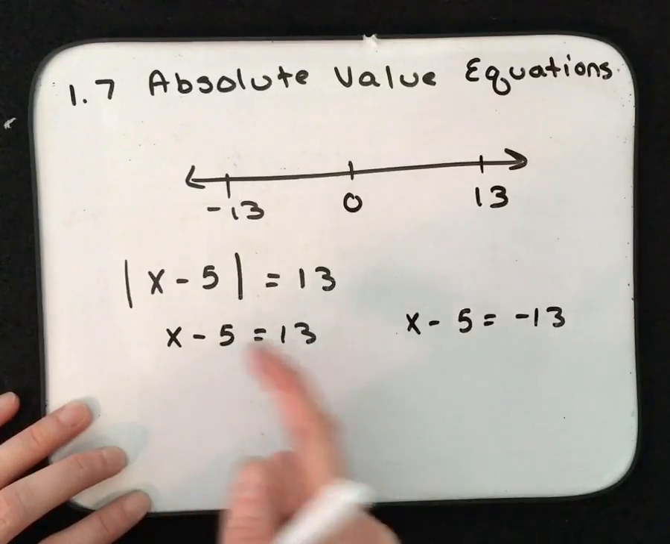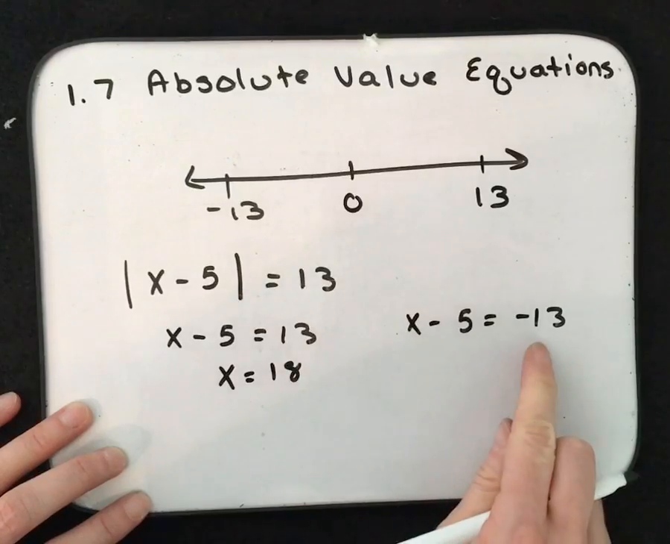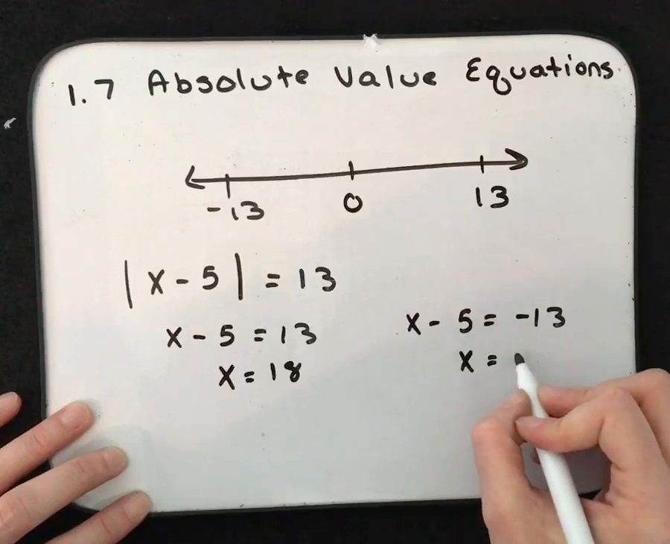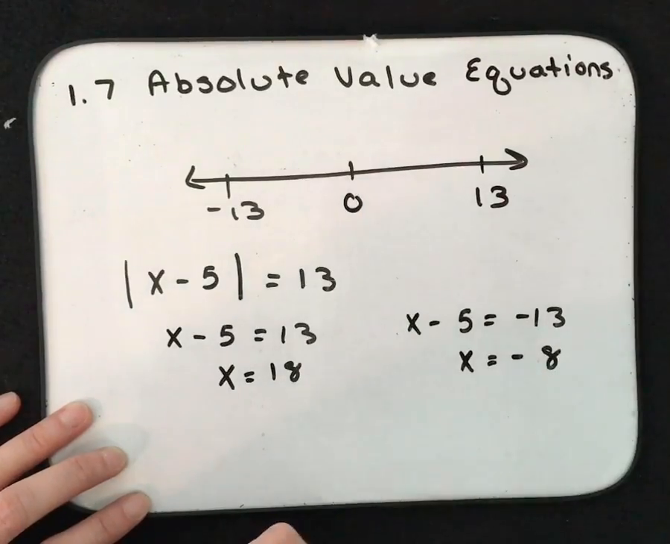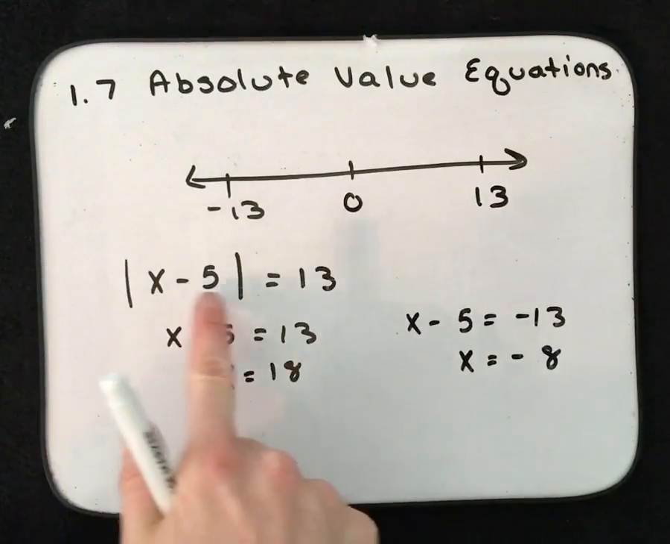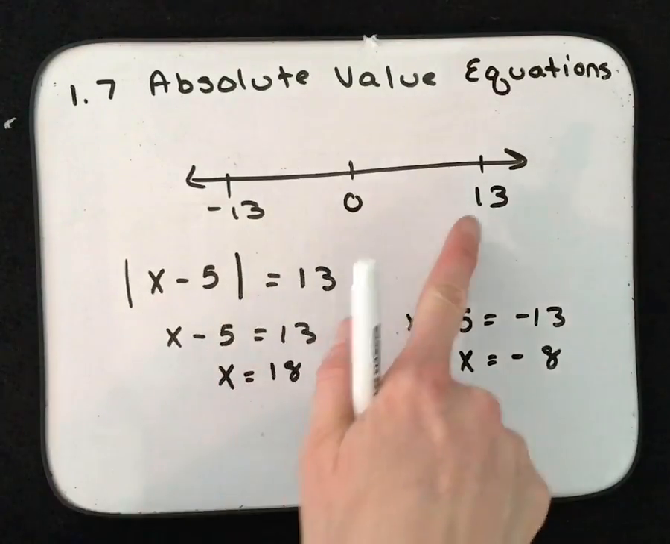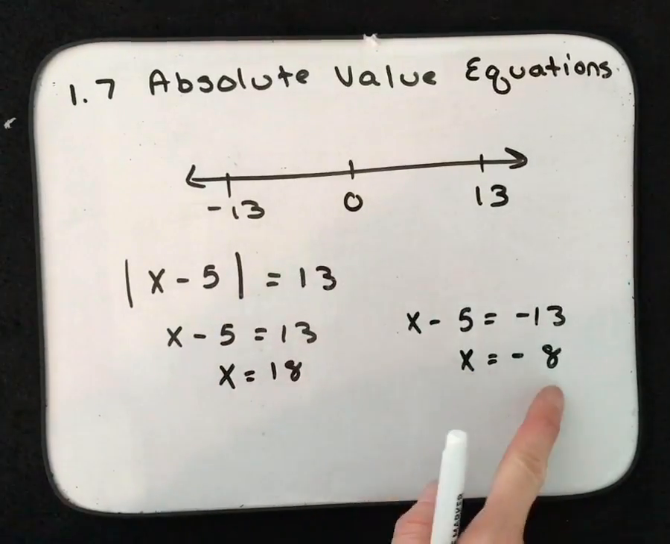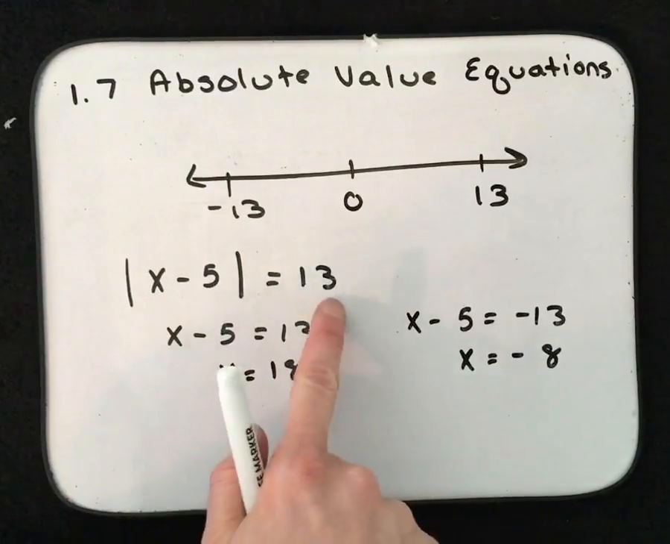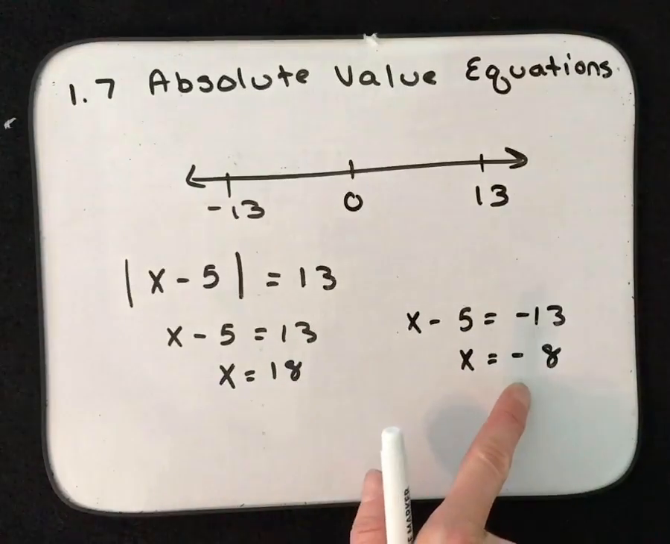If I add 5 to both sides, 13 plus 5 is going to give me 18. If I add 5 to both sides over here, negative 13 plus 5 is negative 8. So that means in order for x minus 5 to equal 13 in the absolute value, x could be 18, which would give us the positive 13. Or it could be negative 8, since negative 8 minus 5 is negative 13, but when you take the absolute value of negative 13, you get 13. So x is either 18 or negative 8.